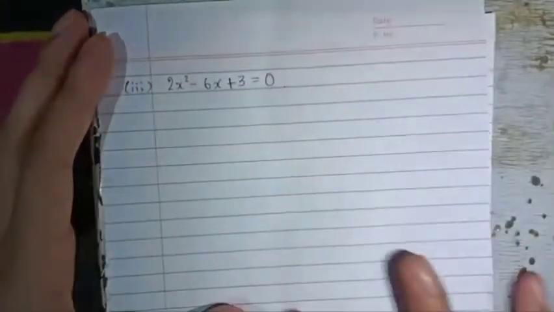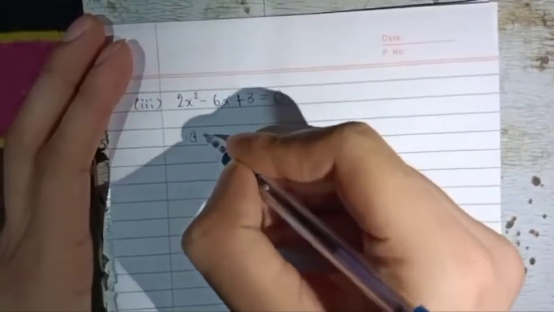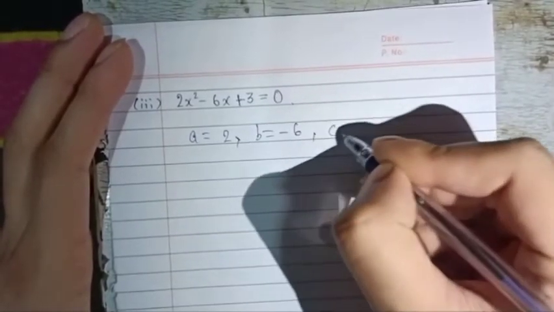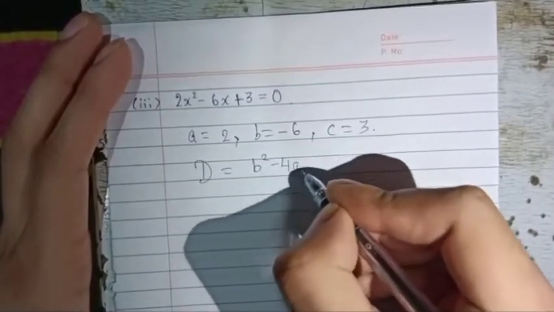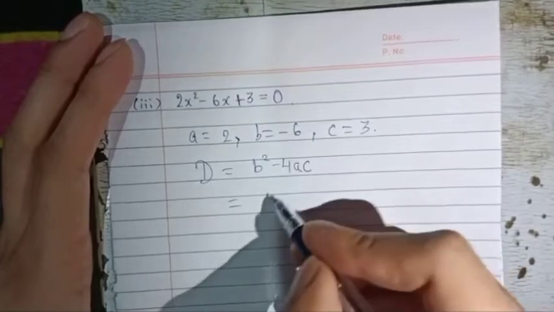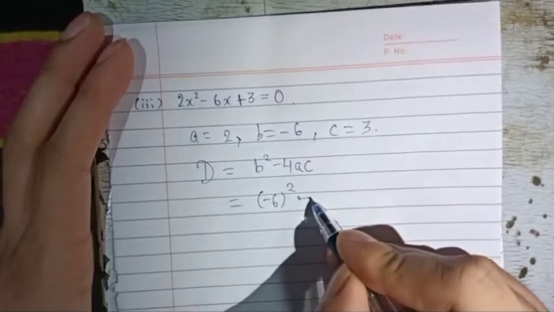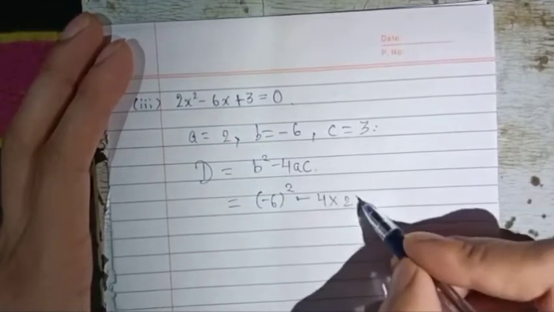Now question number 3rd. (2x square minus 6x plus 3). So here also we will write the values of a, b and c. A is 2, b is minus 6, c is equal to 3. So value of discriminant, that is b square minus 4ac. So square of b, that means square of minus 6. So minus 6 whole square, then minus 4 multiply a, that is 2, then c, that is 3.